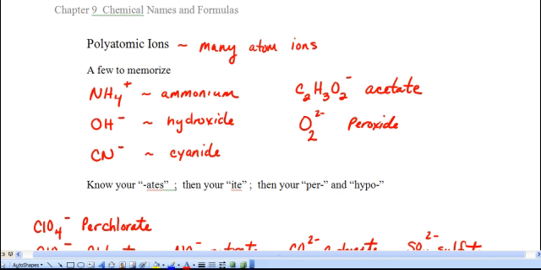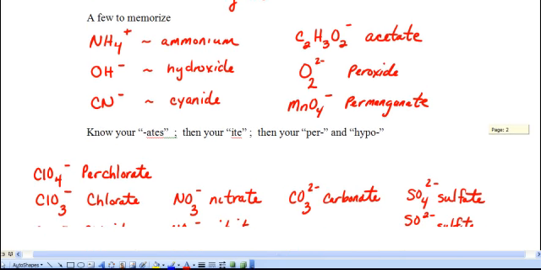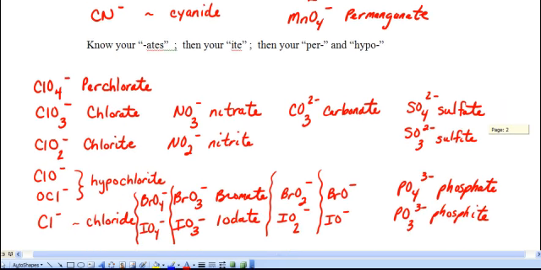Similarly, you could have manganate, but if you add an extra oxygen to it, that would be permanganate. So that's where those two odd polyatomic ions come from. All right. Scrolling down.